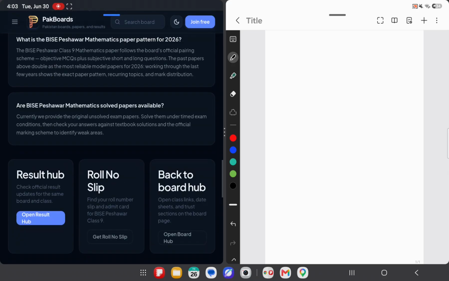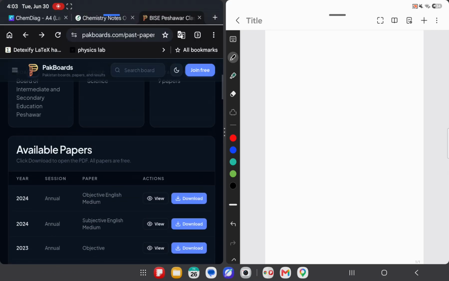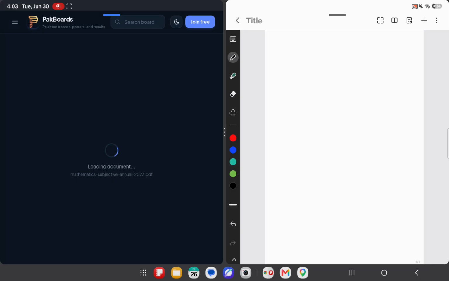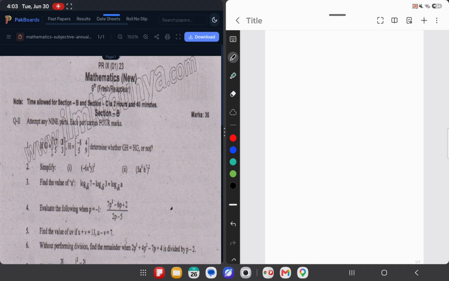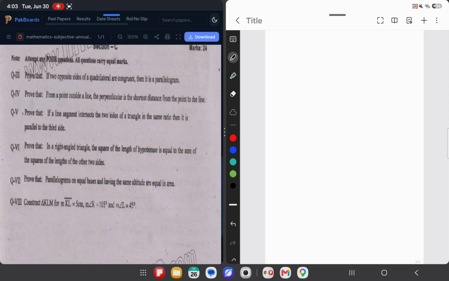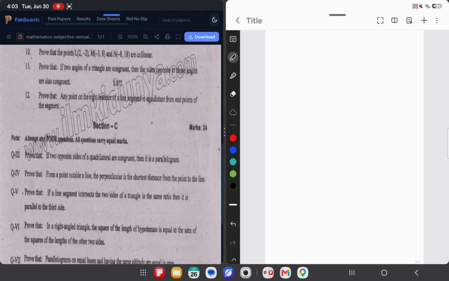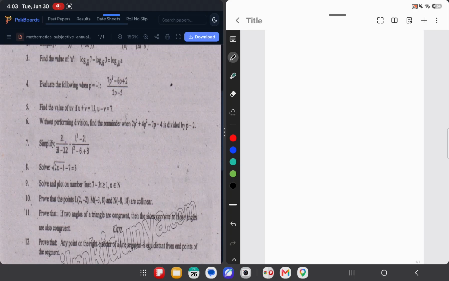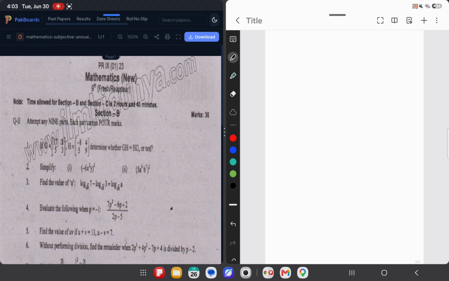Let's get the second paper going. Fresh or reappear is 40 minutes and 46 marks. Section A, Section B and Section C. Let's do these.